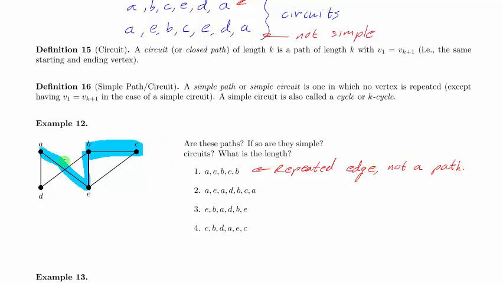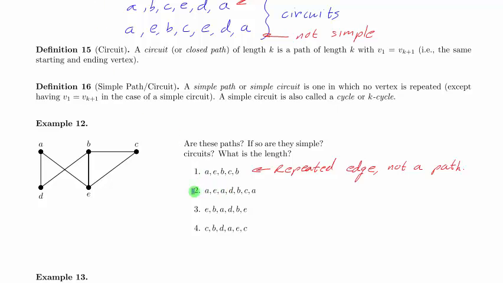And it's not a circuit because we didn't end where we started, and not simple, again, because of repeating. We could see that we repeated B as a vertex. So even if we hadn't repeated an edge, this still would not have been a simple path.